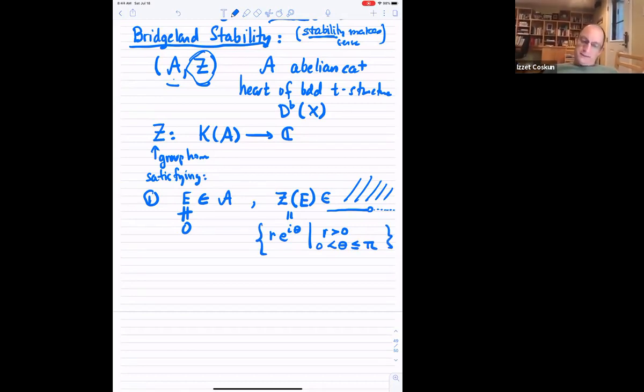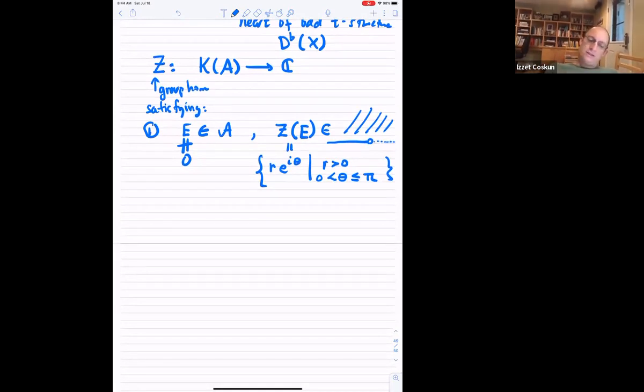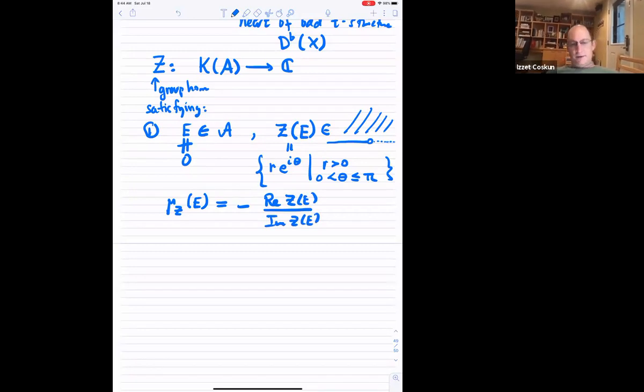So now the reason why you do this is that now I can talk about the slope of an object. So I can talk about the Z slope of a non-zero object, and it is minus the real part of Z divided by the imaginary part of Z, with the understanding that if the imaginary part is 0, then this is defined as plus infinity. Okay. And you need something like this to be able to make sense of this. So as I said, this is going to give us a way of measuring slope.